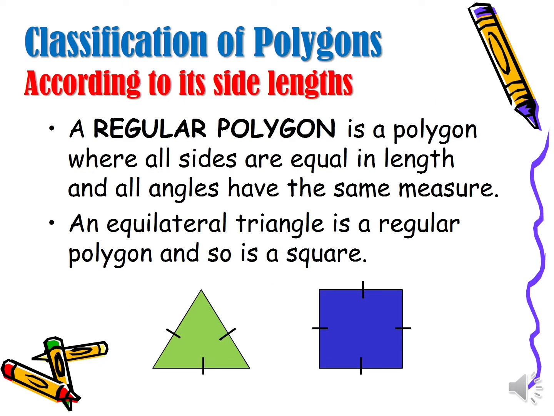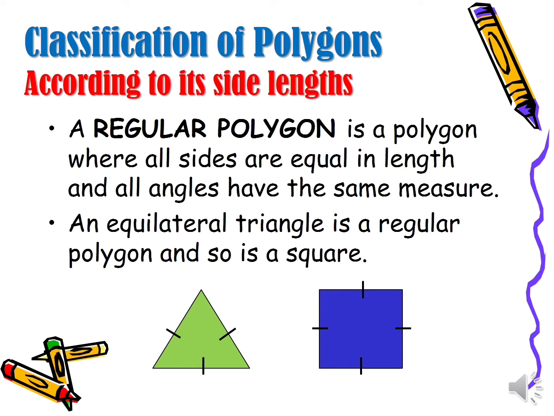Another classification of polygons is according to its side lengths. A regular polygon is a polygon where all sides are equal in length and all angles have the same measure. Best examples of these regular polygons are equilateral triangles and square.